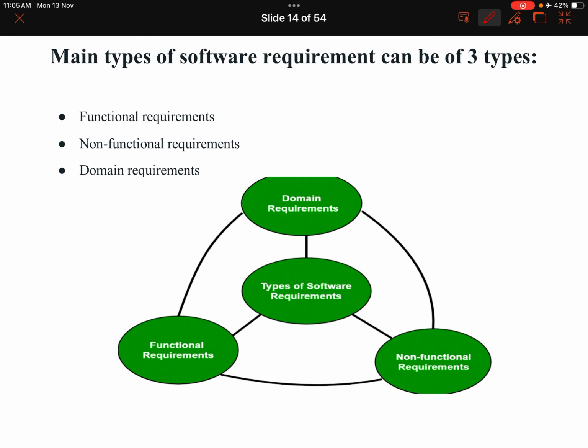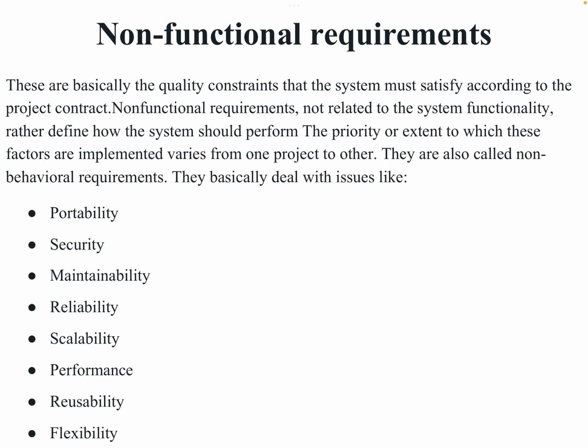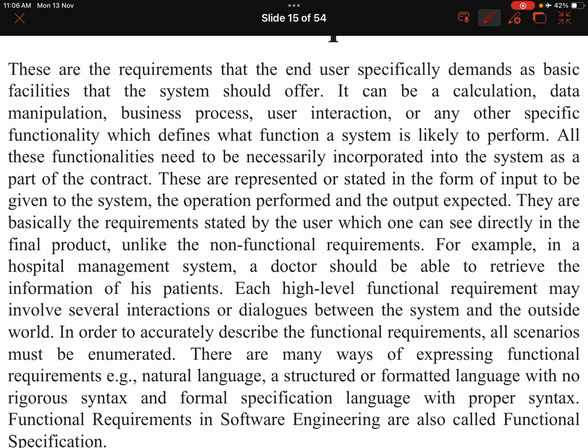The main types of software requirements are of three types: functional requirements, non-functional requirements, and domain requirements. So what are the three types? Functional, non-functional, and domain requirements. The first type is your functional requirements.